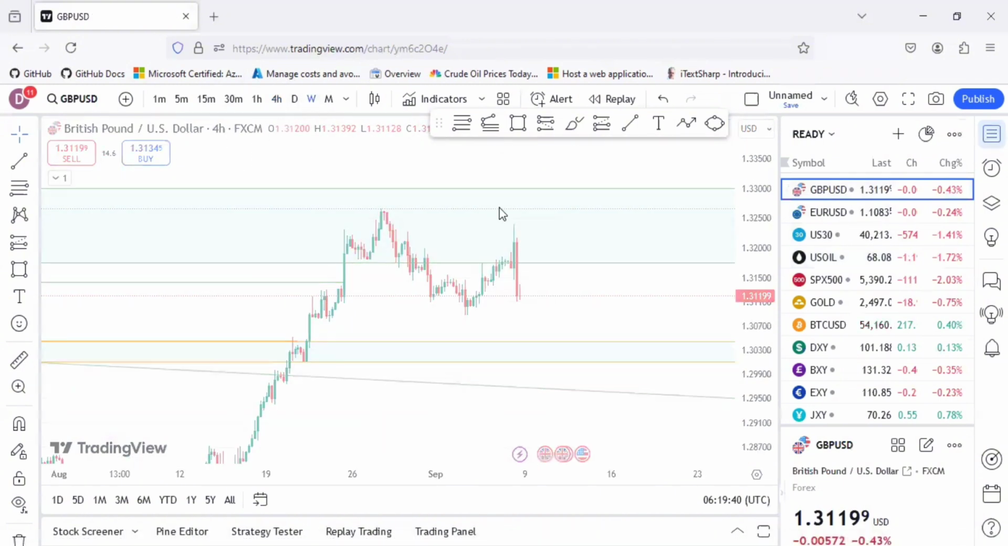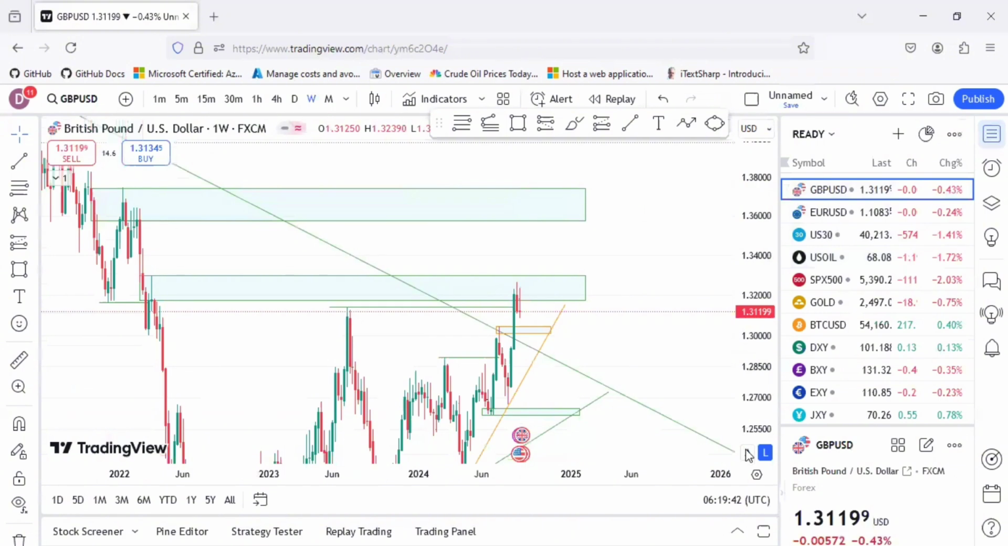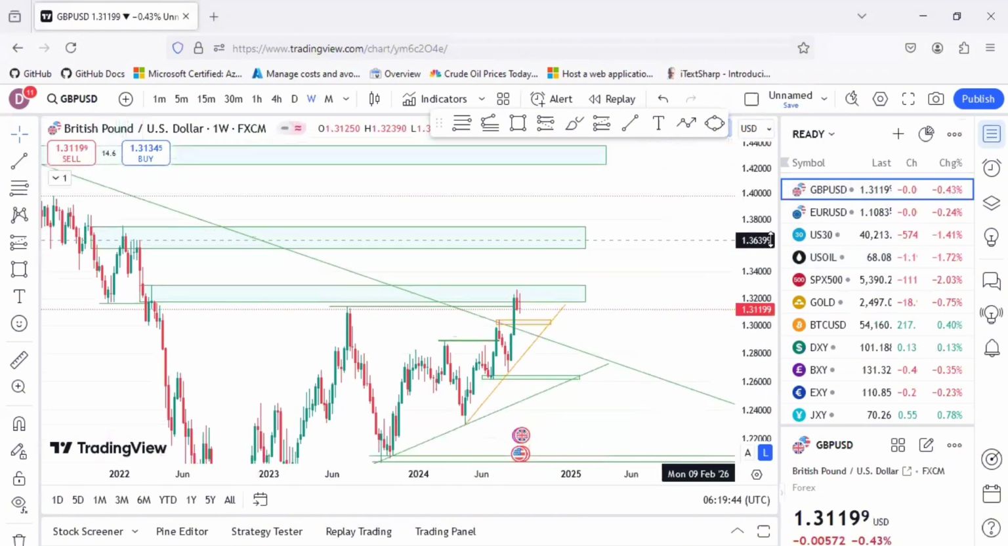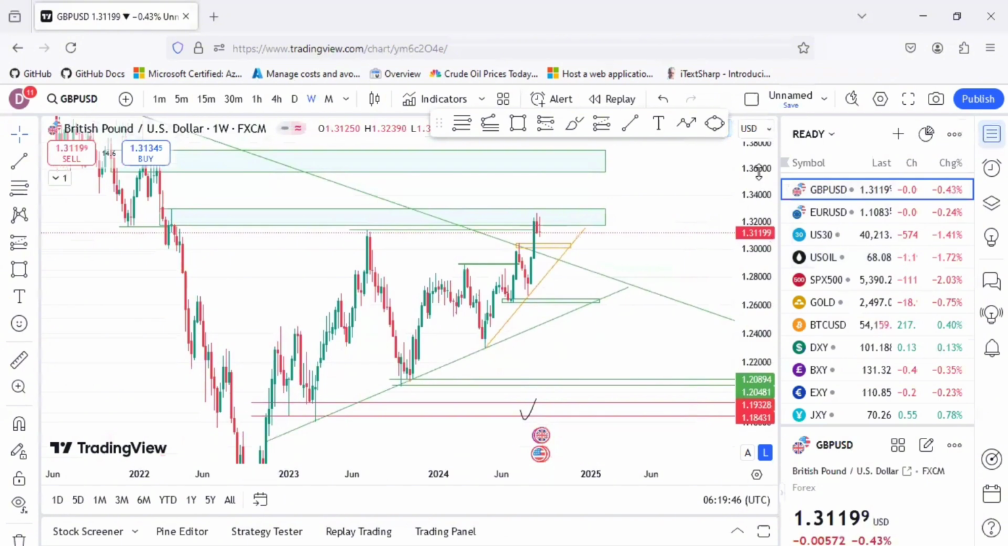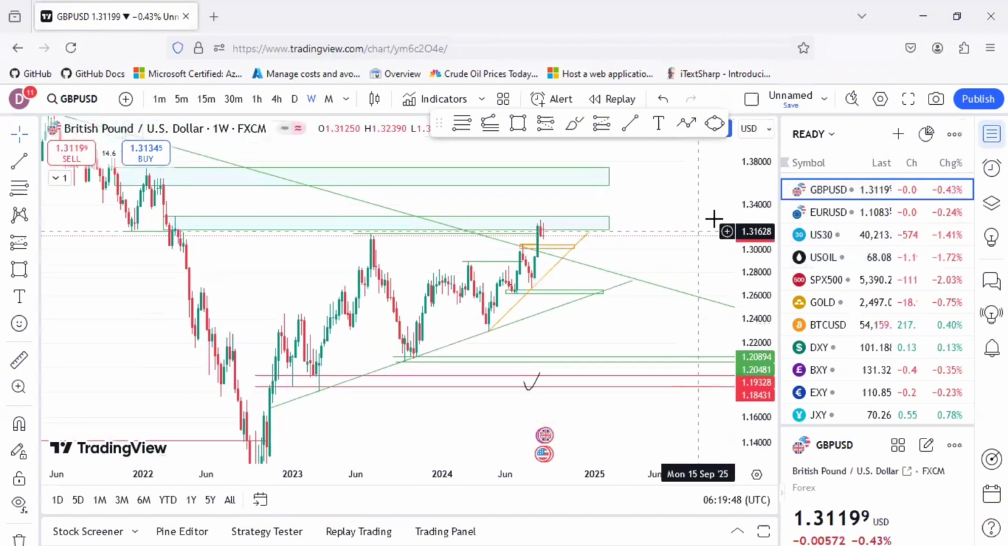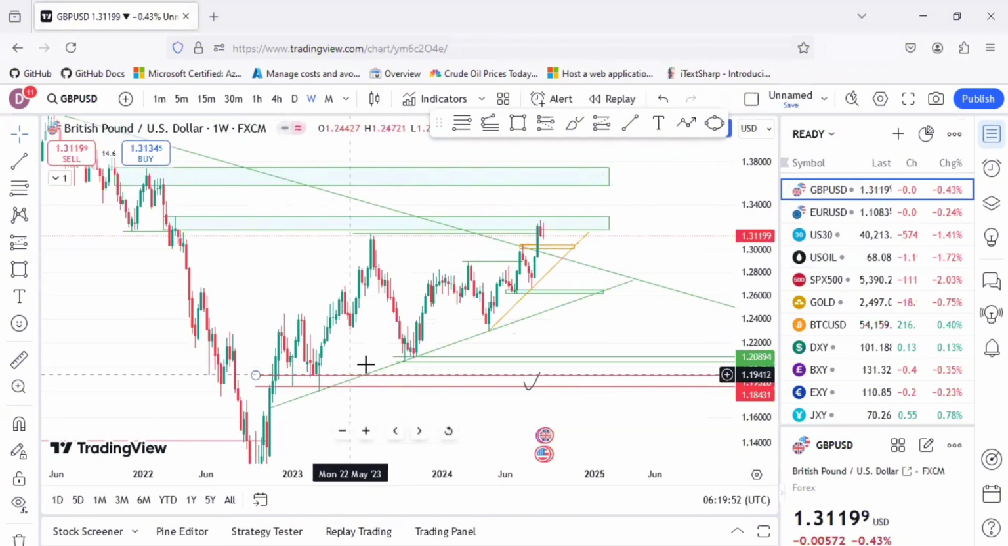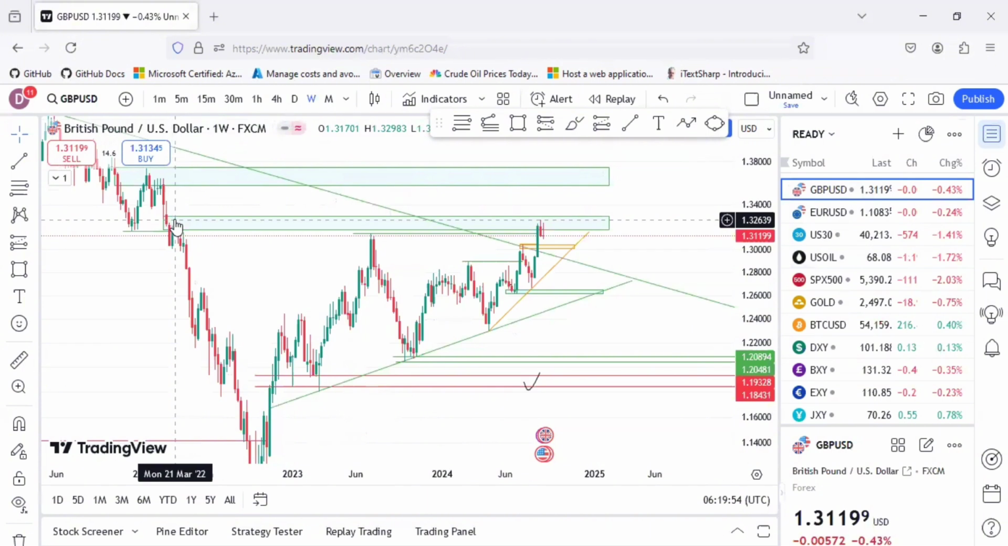Let's start from the weekly as well. If you look at the weekly on GBP USD, we have been in an uptrend, and on Monday, March 2022, we have a resistance here, and the price is currently retesting that resistance. As at the last 3 weekly candles, we have been at this resistance, retesting it again.